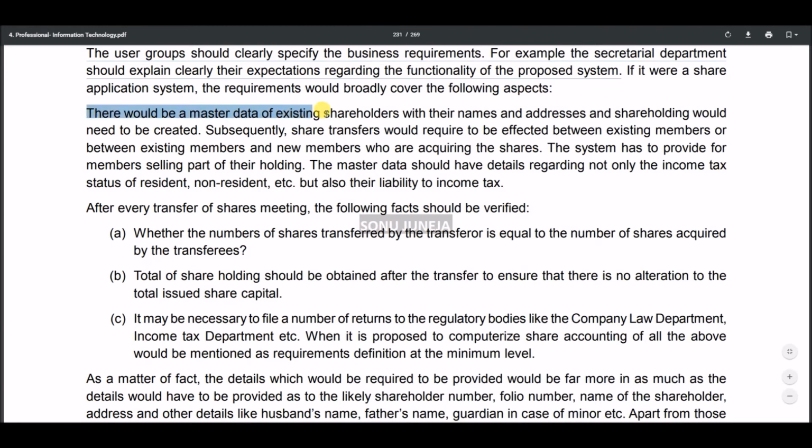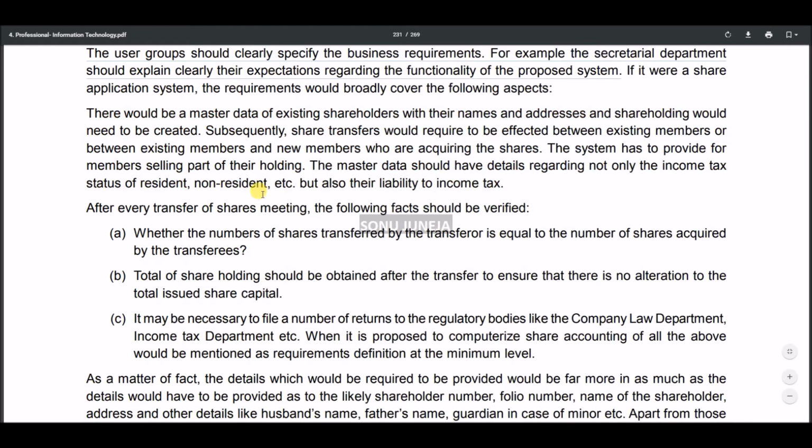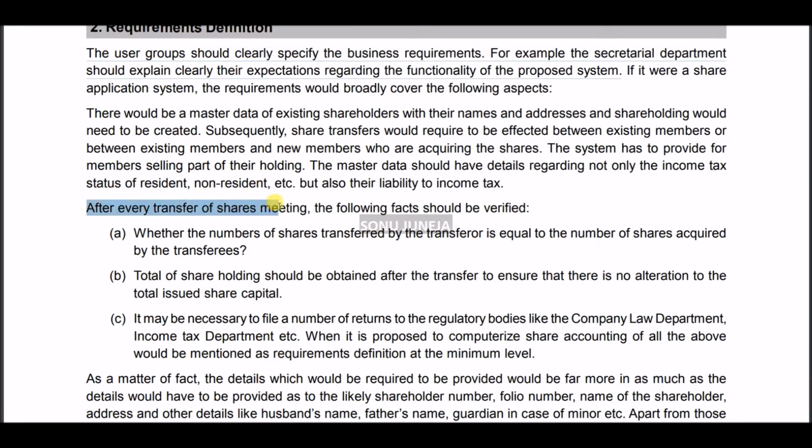There would be master data of existing shareholders with their names and addresses. Shareholding would need to be created. The share transfer would need to be effected between the existing and the new member who acquires the shares. The system has to provide for members selling part of their holding. The master data should have details regarding not only the income tax status of resident or non-resident, but also the liability for the same. Every transfer of share meeting the following factors should be verified.